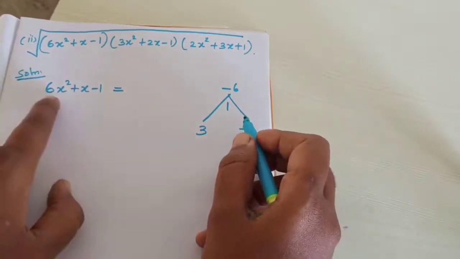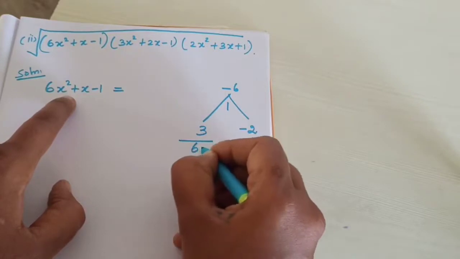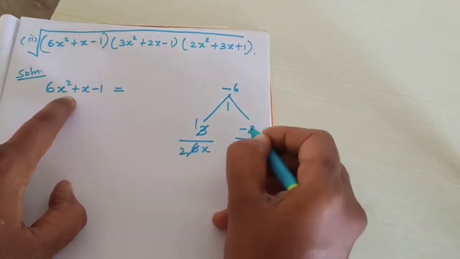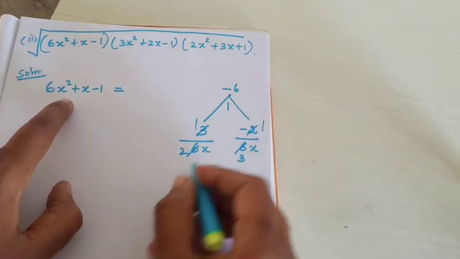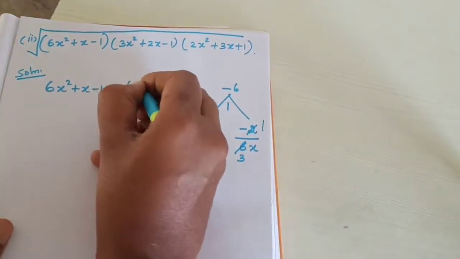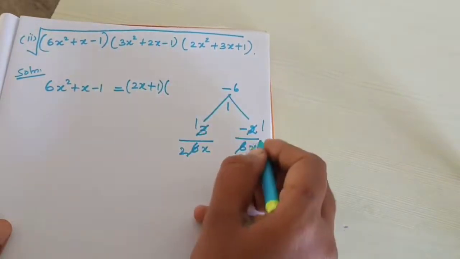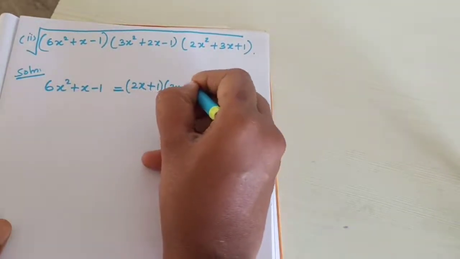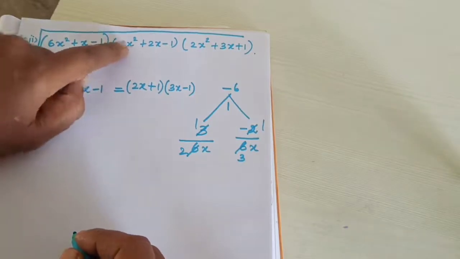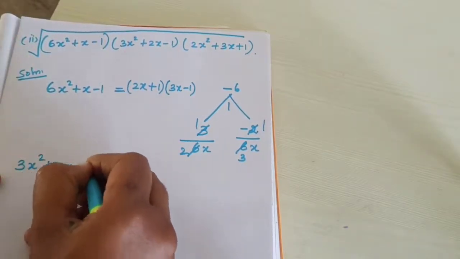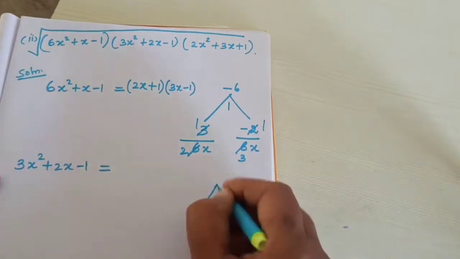And here, see the variable 6x, so you must divide it by 6x. 1 3 is 3, 2 3s are 6. 1 2 is 2, 3 2s are 6. So just write the answer, 2x plus 1 into 3x minus 1.